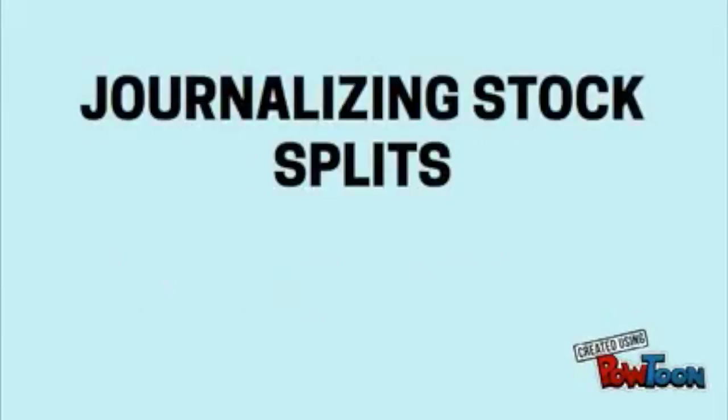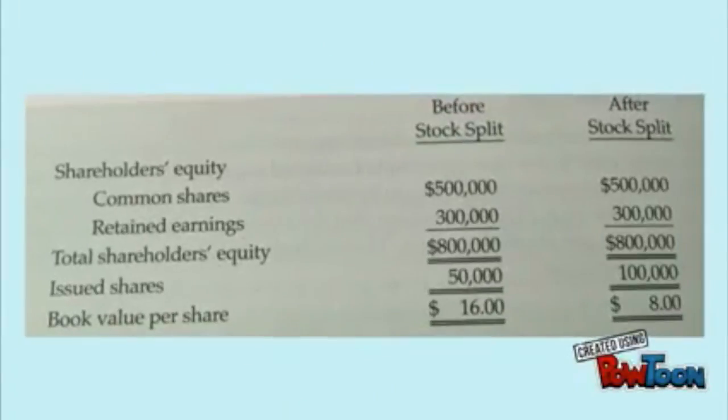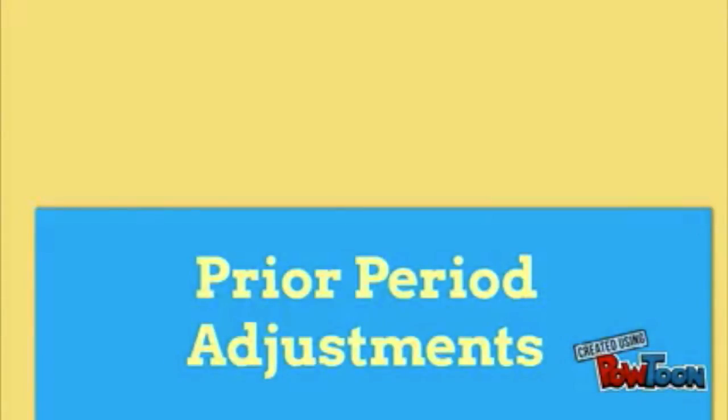It is not necessary to journalize a stock split. A memo entry noting the details of the split is enough. This picture illustrates the effect of a stock split. As you can see, shareholders' equity remains the same, but the total amount of shares increases and the book value per share decreases. Moving on to prior period adjustments.